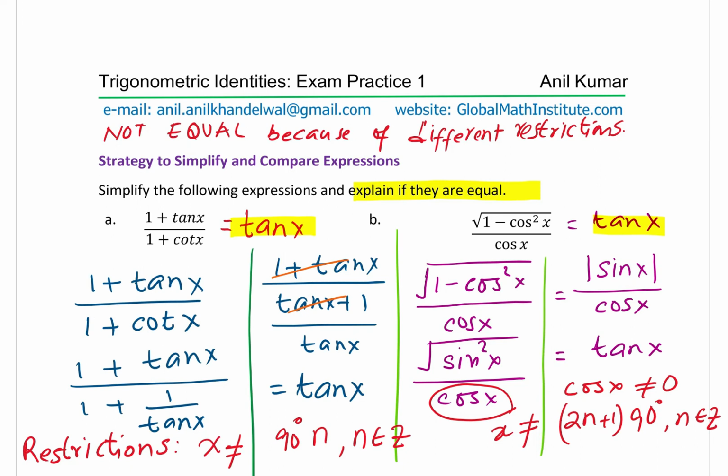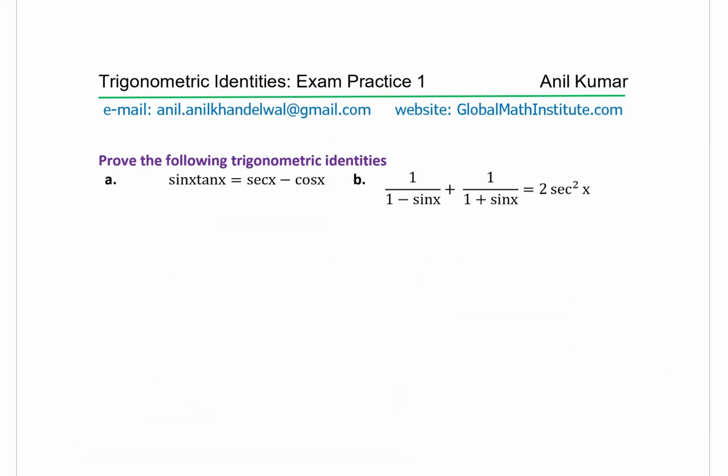Perfect? Now let's take examples based on trigonometric identities. We'll explore more in parts 2 and 3 of our exam practice on trigonometric identities. So here is a simple one to begin with. Prove the following trigonometric identities. Sin x tan x equals secant x minus cos x. The other one is 1 over 1 minus sin x plus 1 over 1 plus sin x equals 2 secant square x.